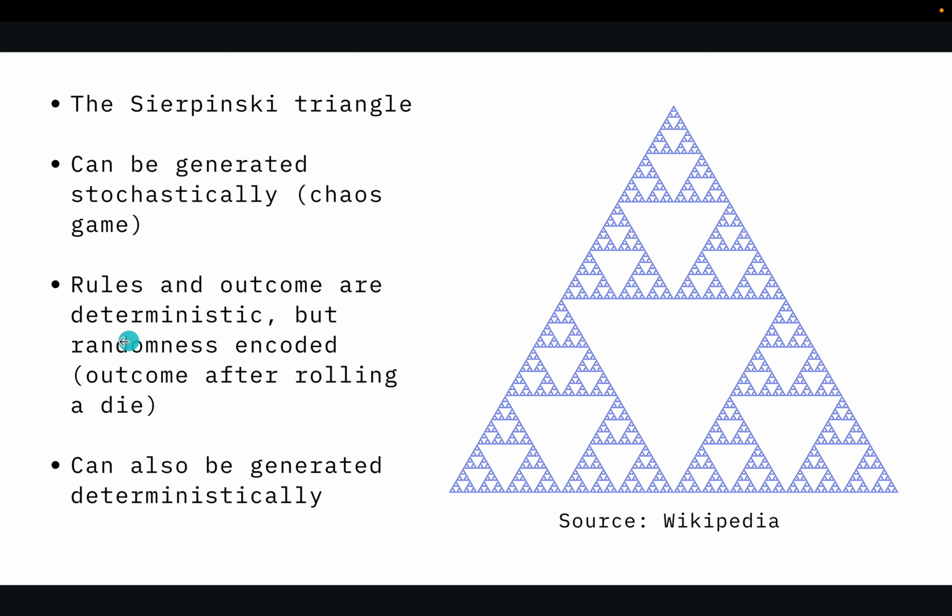So the rules and outcome are deterministic, but the randomness is encoded in the process, because when you throw a die, over a very large number of throws there is actually no randomness, because it's basically the law of large numbers. If you throw a die a large number of times, the probability of getting 1 will converge to 1 over 6, right? It's an invariant distribution. But if you throw a die, let's say 10 times, or let's say 60 times, then 60 is not a very large number.